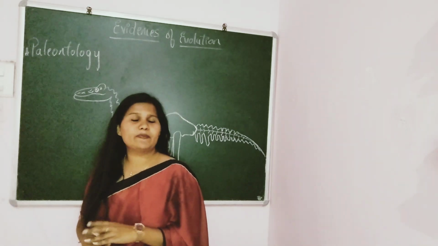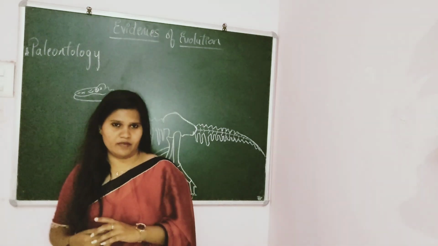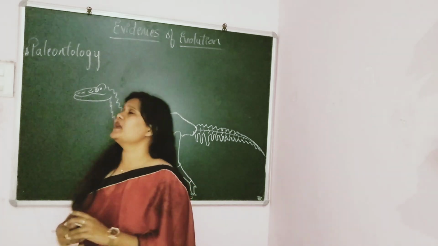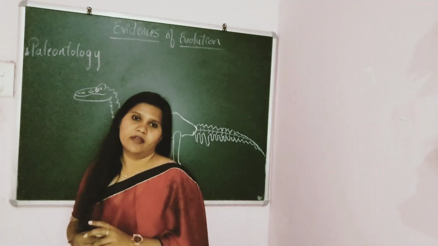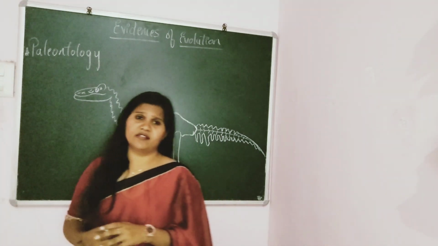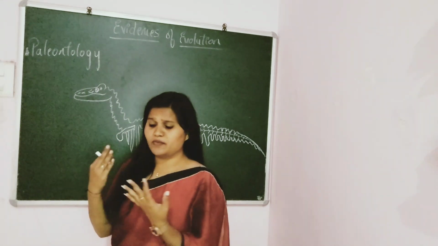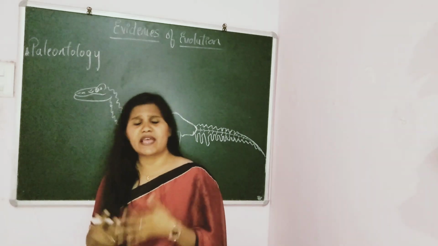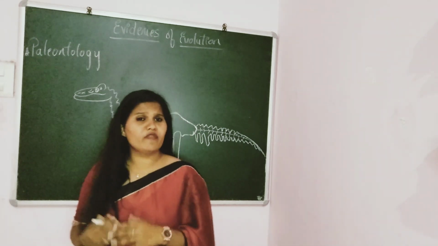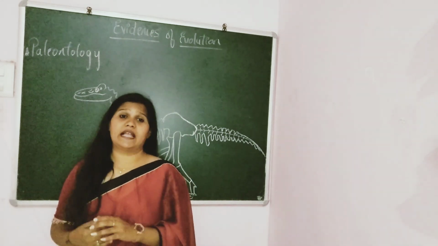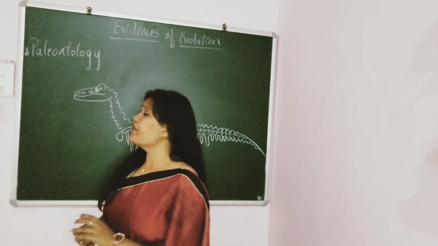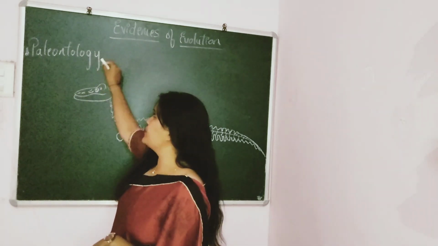We cannot just blindly believe that there is evolution, so some people gave us evidences. What are these evidences? They are paleontology, homologous and analogous organs, embryology, and there are many more, we'll go on with that. In this class we will learn about the first evidence, that is paleontology.